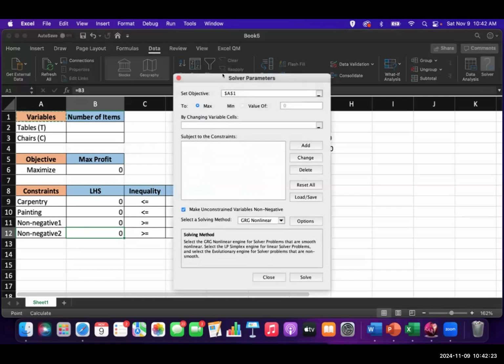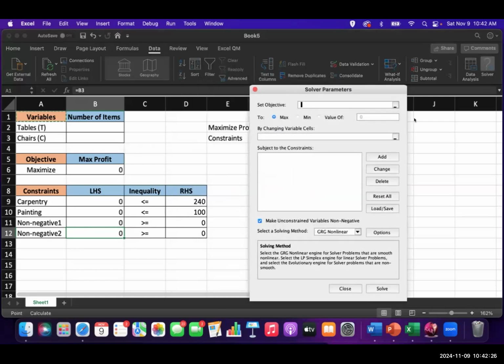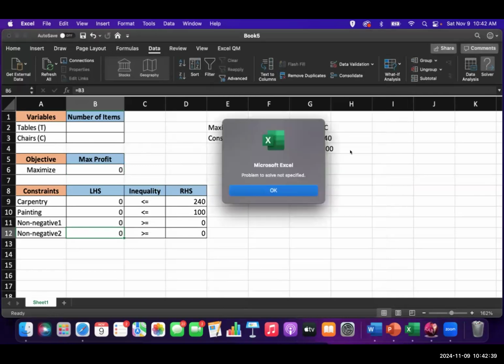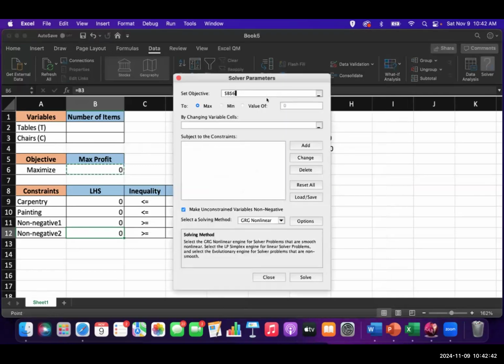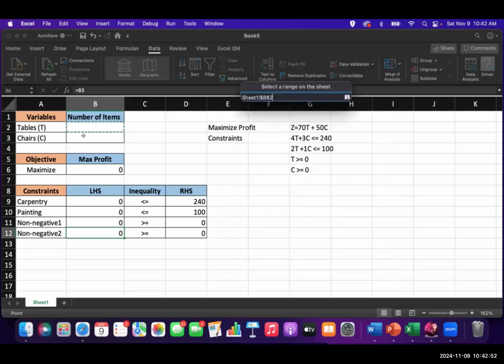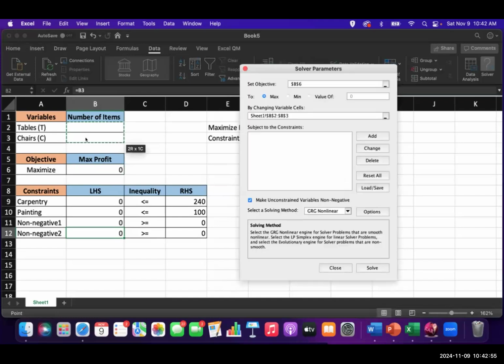Simple lang, no? If we click the solver, so under our objectives, so for our objective, so we just click the cell, okay? So where we encoded our objective function. It's B6. And then for the changing variable cells, so we have to highlight, okay, the two cells, so which corresponds to our variables. In this case, that is B2 and B3. That is for tables and chairs. And then, of course, this one is the maximization problem. So we click the max.